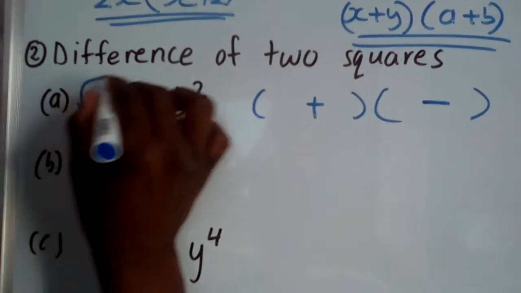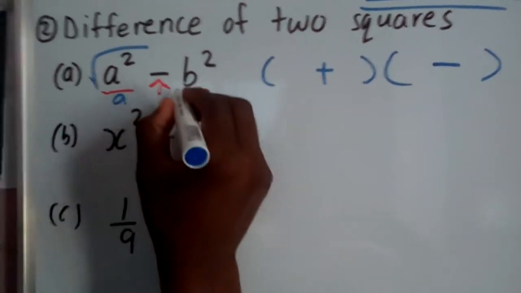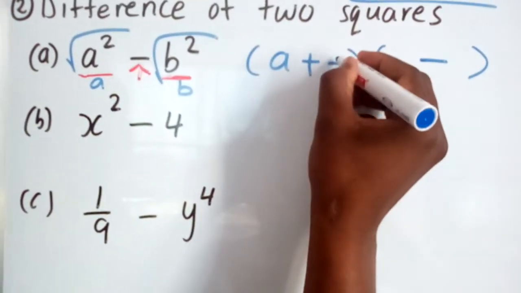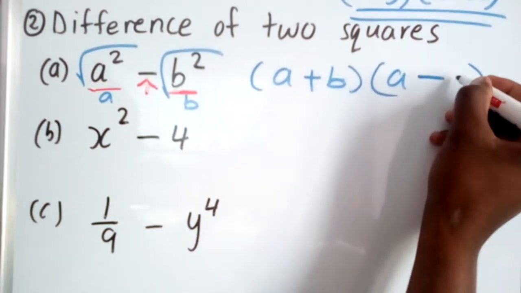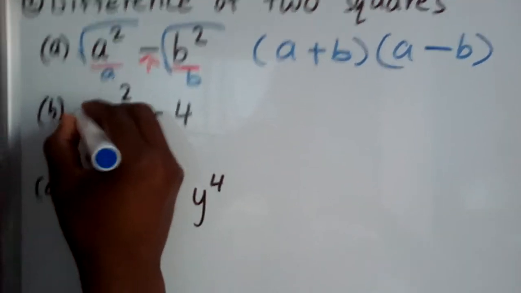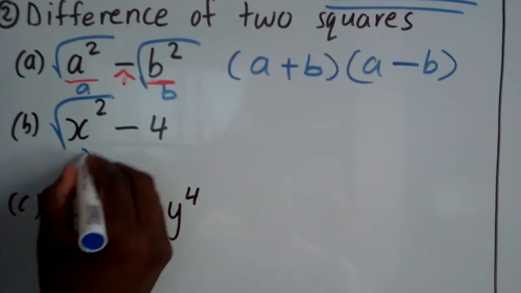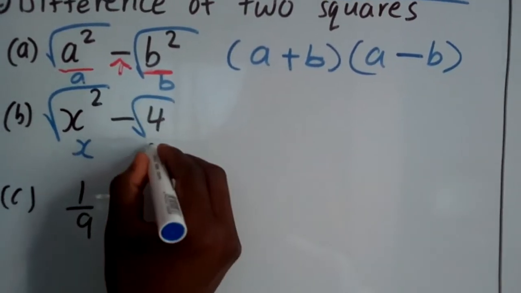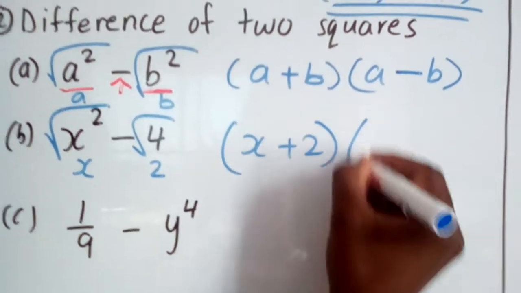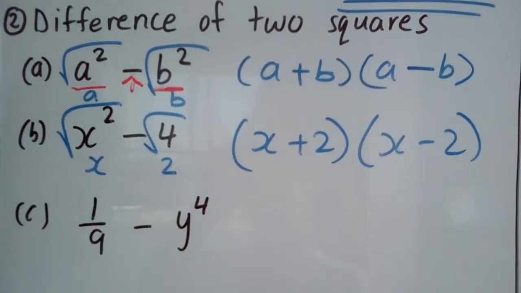We shall take the square root of a square, that is a, the square root of b square, that is b. Hence, a plus b, a minus b. In the same process, we shall take the square root of x square, that is x, square root of 4, that is 2. Hence, x plus 2, x minus 2.